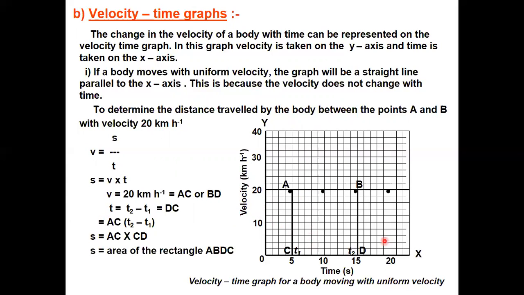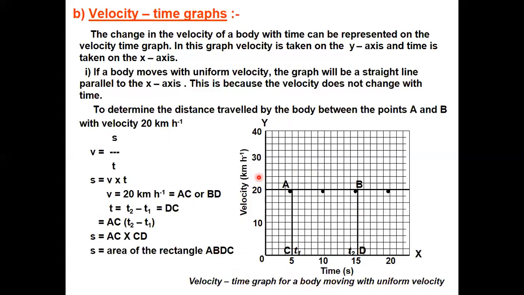It is AC or BD. Time is T2 minus T1, which is DC or CD. Here V is AC and time is T2 minus T1. That is S equals AC into CD. Here AC into CD is the area of the rectangle ABCD, length into breadth. So S equals the area of the rectangle ABCD.